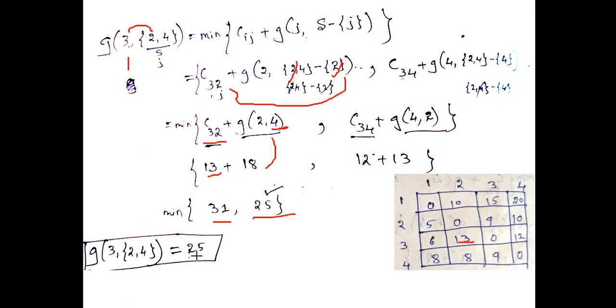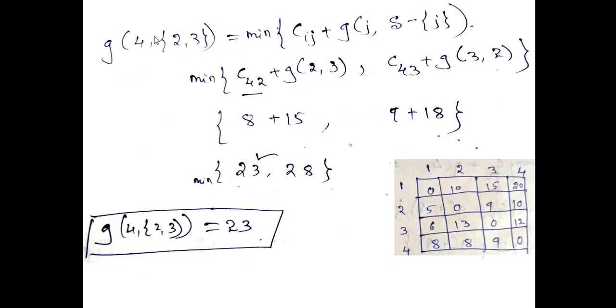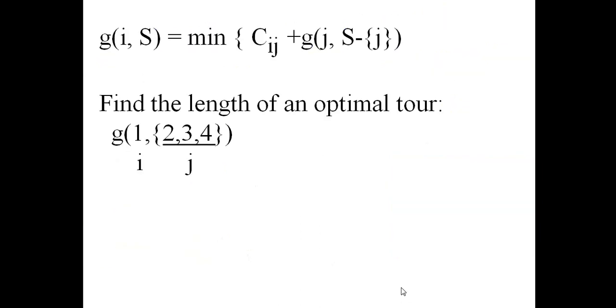Similarly, apply the same process and identify the minimum one. Your minimum is 25. Just write the answer, G of 3 2 and 3 to 4. Minimum cost is 25. Okay. Now 4 to 2, 4 to 3. I value is 4. S value is 2 comma 3. Then J value, just write on your own.